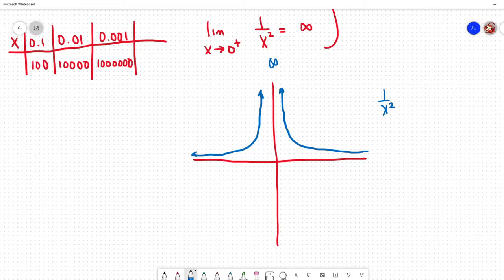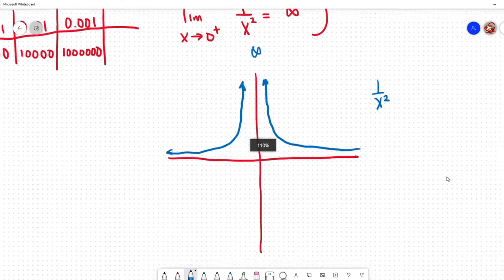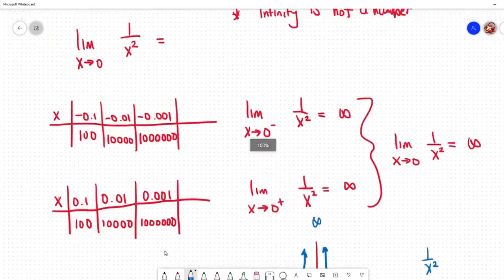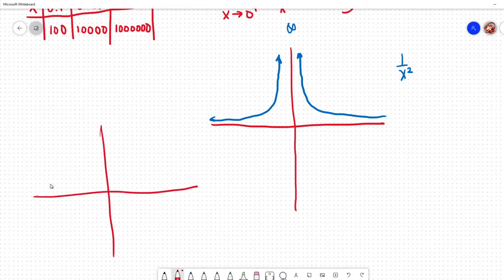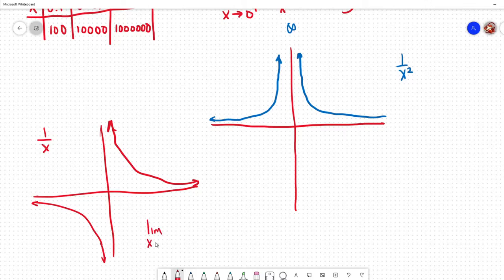Now, as a quick addition to this, what if the function were just 1 over x? Well, if it's 1 over x, now that's a different story. If we were to change this up, and I had graphed 1 over x, I know that 1 over x looks like this. So if I asked, hey, as we approach 0, what's the limit of 1 over x? This would be does not exist.